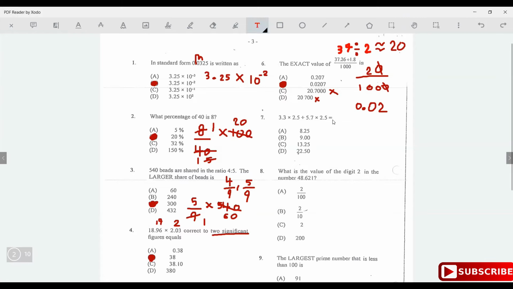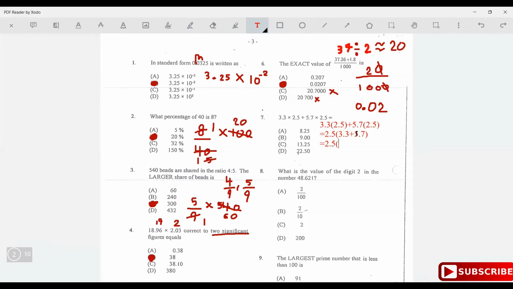Now we're asked to work out what is this. To work this out, this is how I like to do it. We're going to use the distributive property. This 3.3 is being multiplied by 2.5. I like to put it in brackets, plus 5.7, and that is multiplied by 2.5. Now using the distributive property, we can factor out 2.5. And so we're left with 2.5 times 3.3 plus 5.7. Now that works out to be equal to 2.5 multiplied by 3.3 plus 5.7.